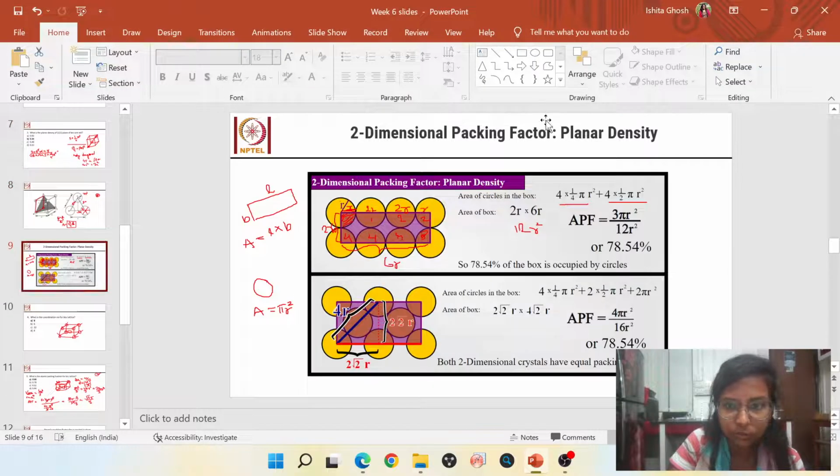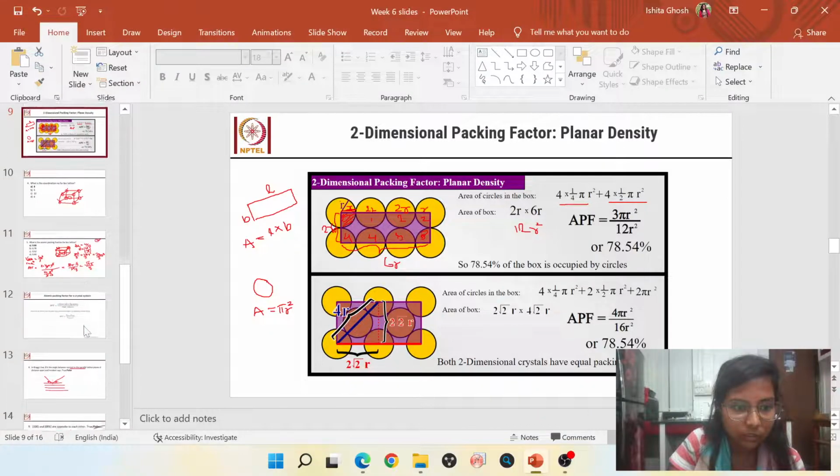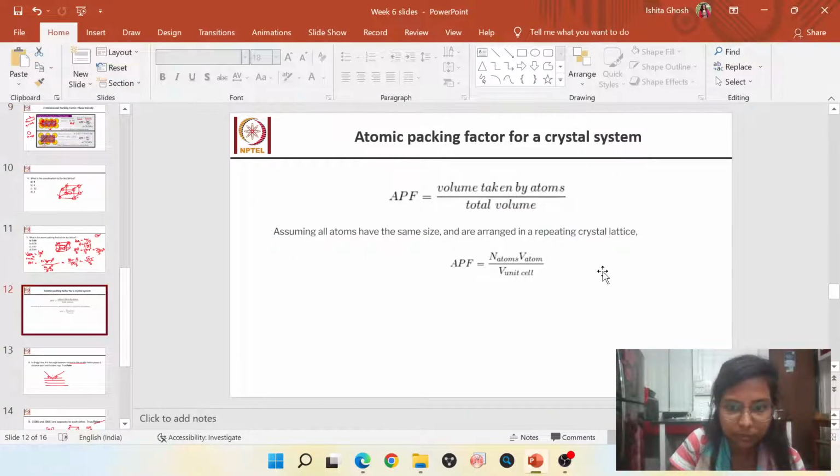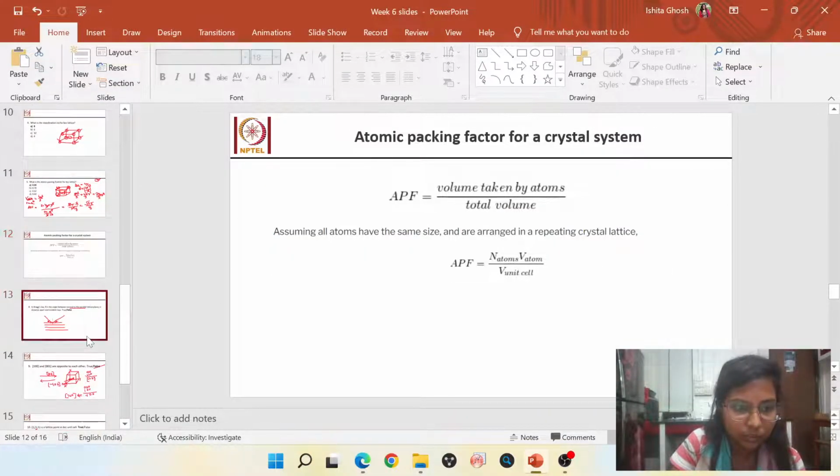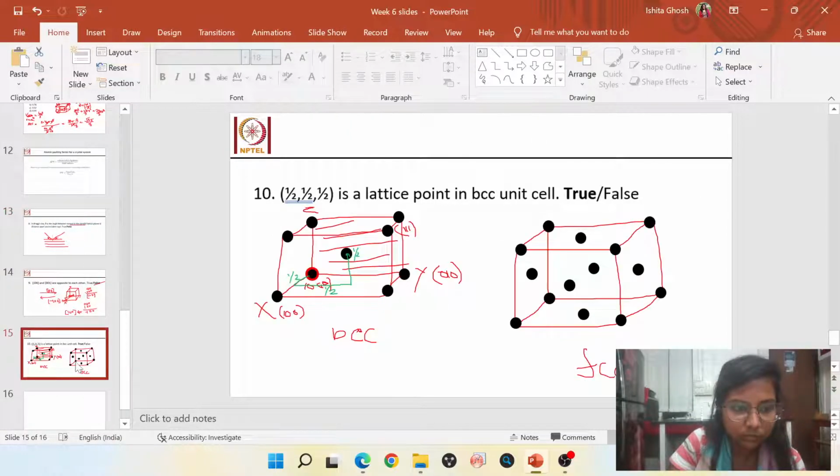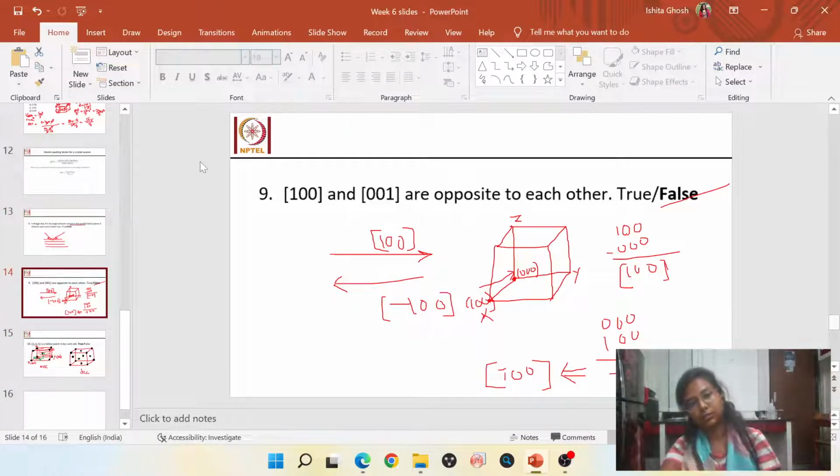Then we talked about the details of the planar density and also the atomic packing fraction. So I guess that's all.